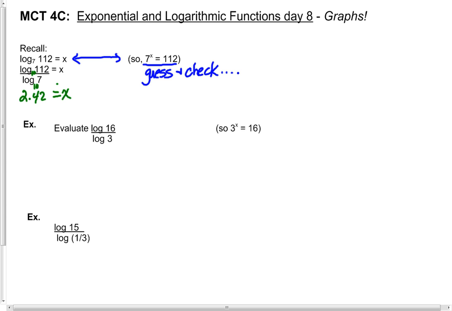Let's see if that seems reasonable. 7 squared is 49, and 7 cubed is 343. So it makes sense to me that my answer should lie between 2 and 3, and I was able to use logs to solve it.